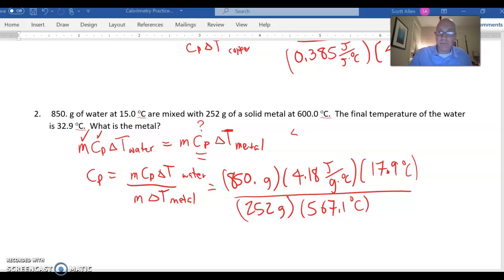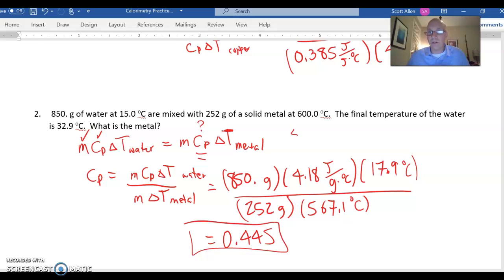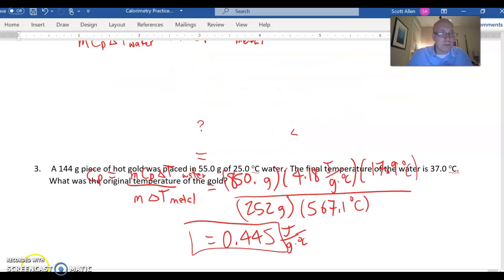So based on that calculated specific heat, this would actually come out as 0.445, but you can obviously tell that that is closest to nickel on the reference guide. All right, and actually I should put units for that. That would be joules over top of grams per degree Celsius. All right, so the next problem.